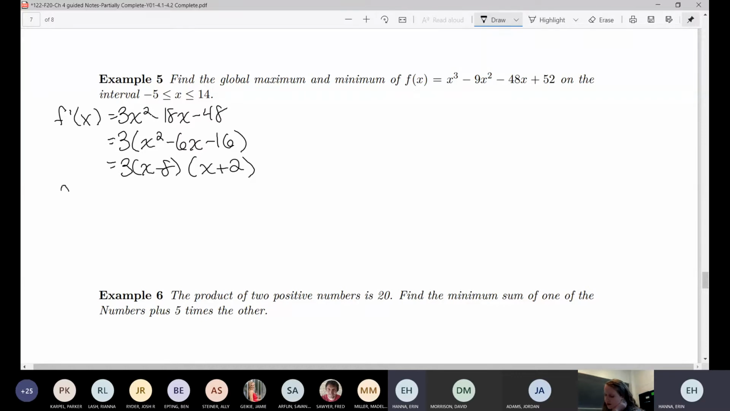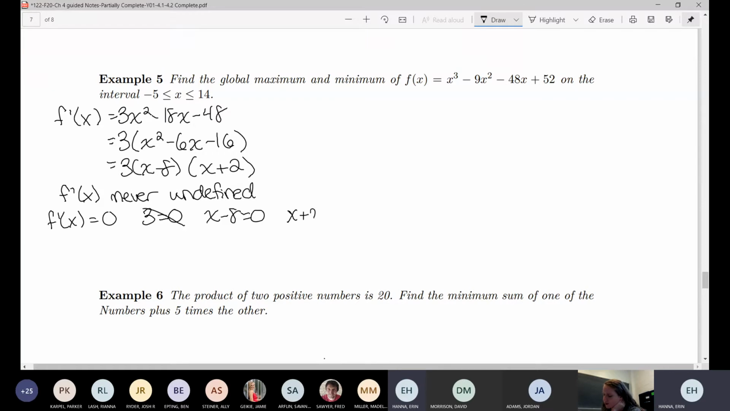Let me do this first. This is never undefined. Let me just write that to get that out of the way. And then if we want to set the derivative equal to 0, we either have 3 equals 0, which just doesn't happen, x minus 8 equals 0, or x plus 2 equals 0. So we'll get x equals 8 and x equals -2.